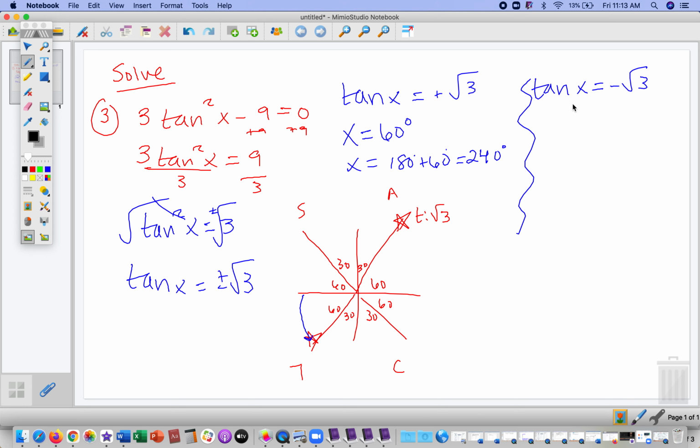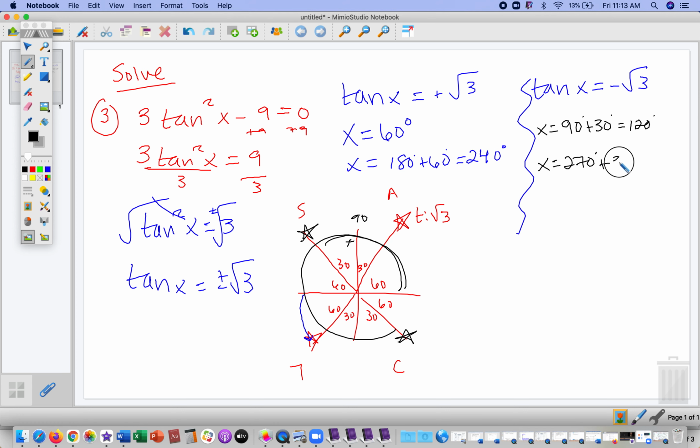Then we would say, where do we have tan value of negative root 3? So negative tan value we know is going to be in second quadrant and fourth quadrant. So right up here, we would have 90 plus 30. So 90 degrees plus 30 degrees, which would get us 120 degrees. And then we have 270 plus 30, gets us to that terminal spot. So we're at 300 degrees. So we have 4 answers: 120, 300, 60, and 240.